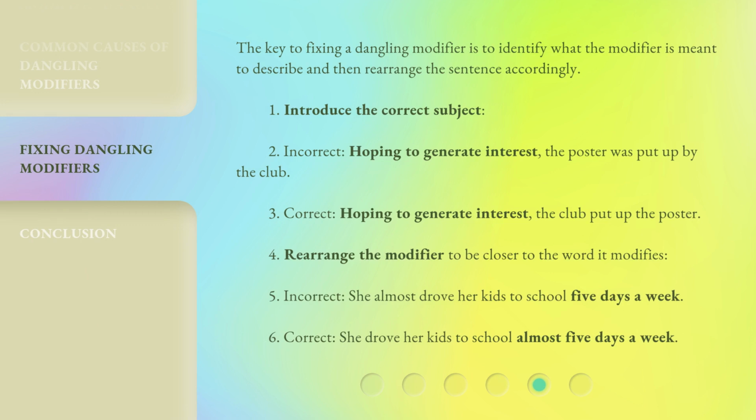The key to fixing a dangling modifier is to identify what the modifier is meant to describe and then rearrange the sentence accordingly. 1. Introduce the correct subject. Incorrect: hoping to generate interest, the poster was put up by the club. Correct: hoping to generate interest, the club put up the poster. 2. Rearrange the modifier to be closer to the word it modifies. Incorrect: she almost drove her kids to school 5 days a week. Correct: she drove her kids to school almost 5 days a week.